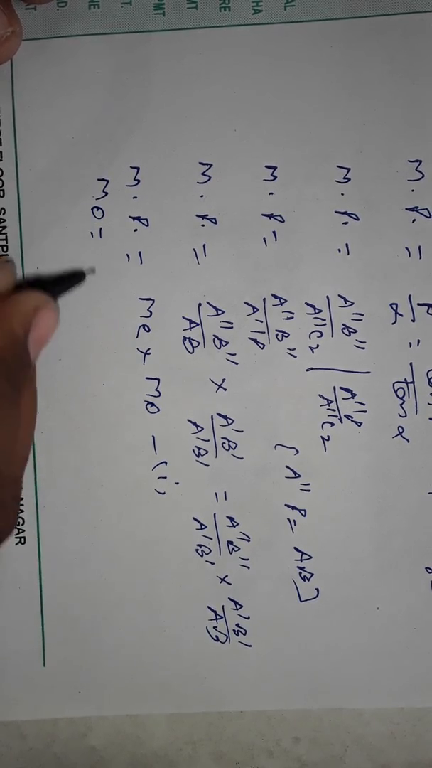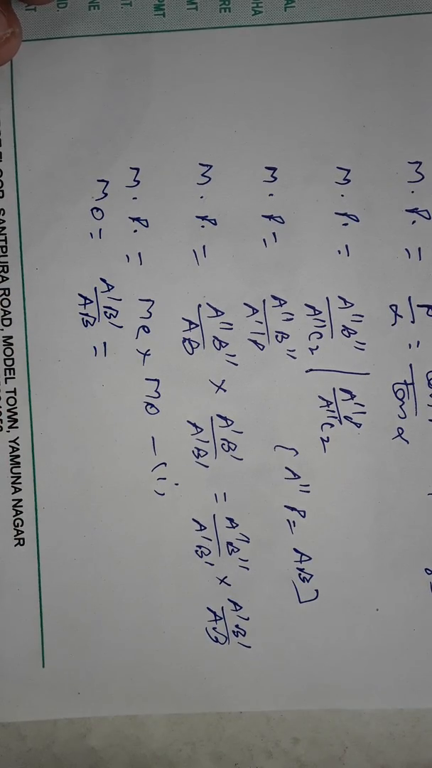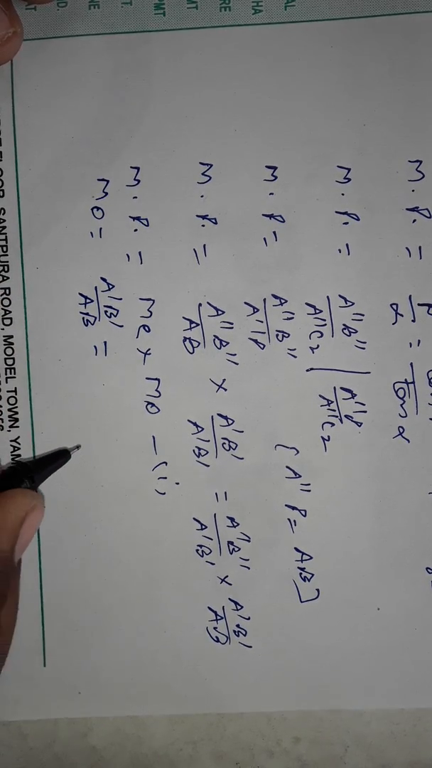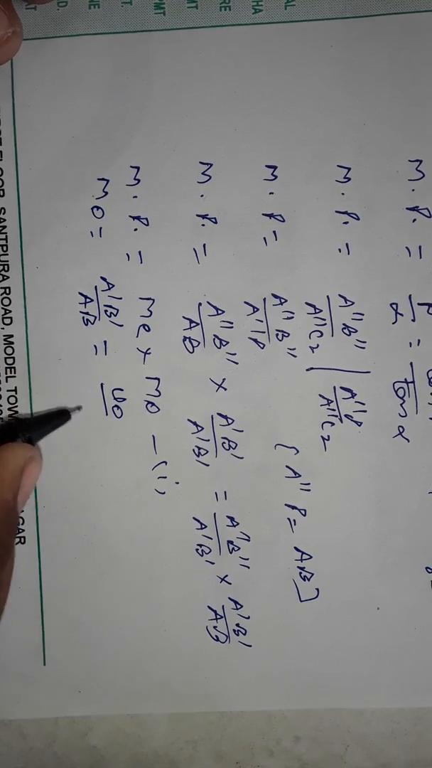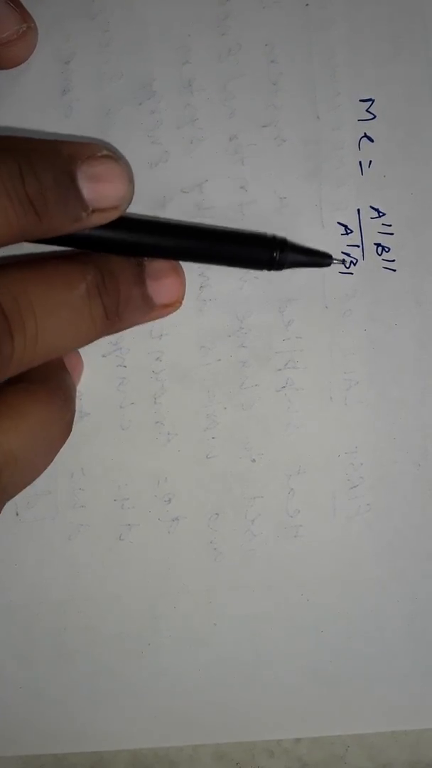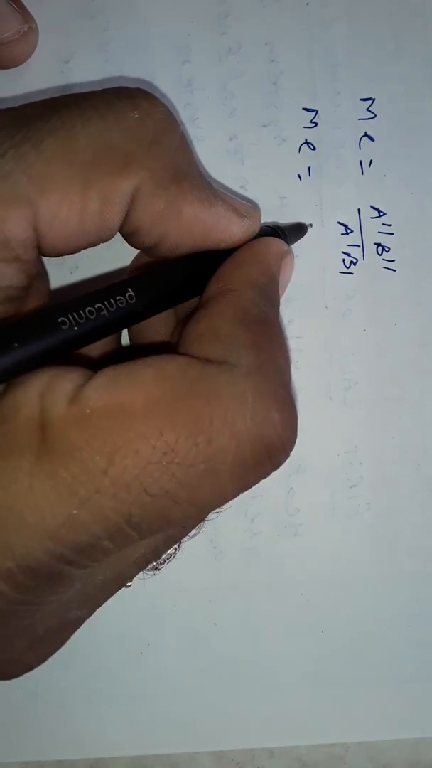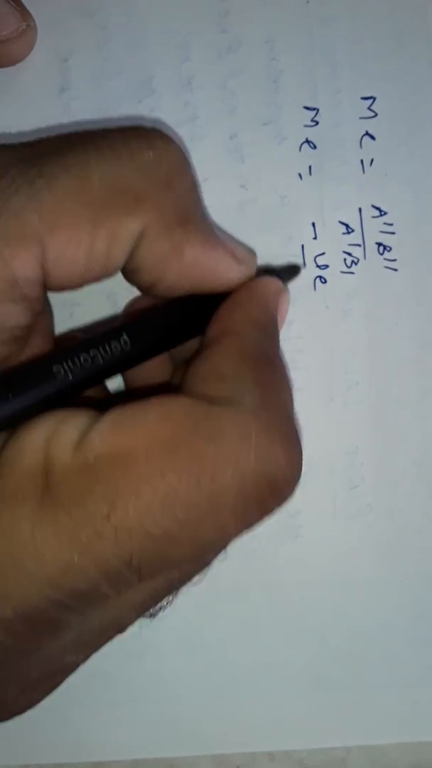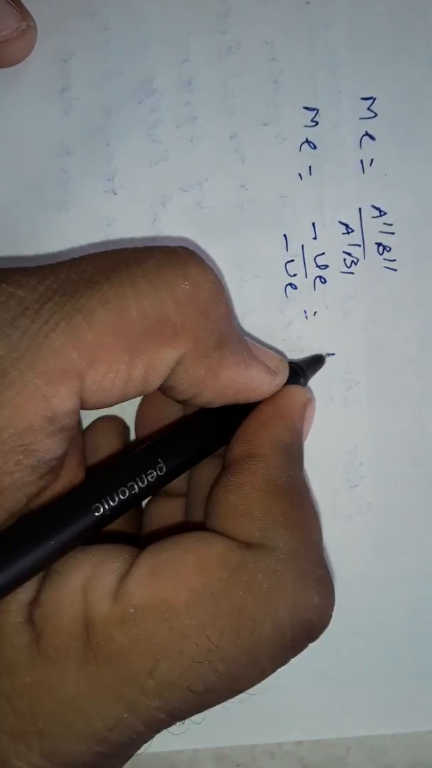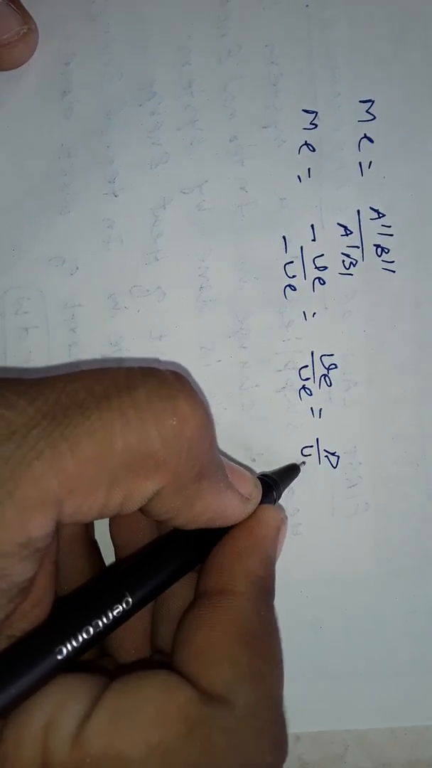So we can write MO is equal to A dash B dash upon AB. This is equal to A dash B dash. This is VO. AB is, this is minus UO. Now we can find ME. So ME is equal to A double dash B double dash upon A dash B dash. So ME is equal to, we can write here, this is minus VE minus UE. VE upon UE. VE is equal to D. So this is D by UE.